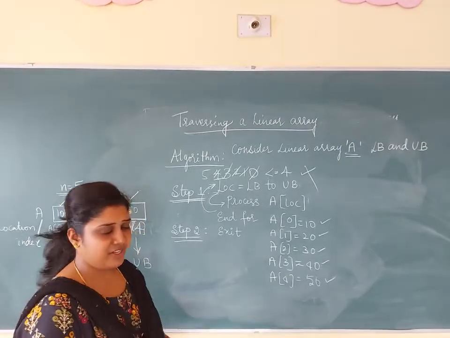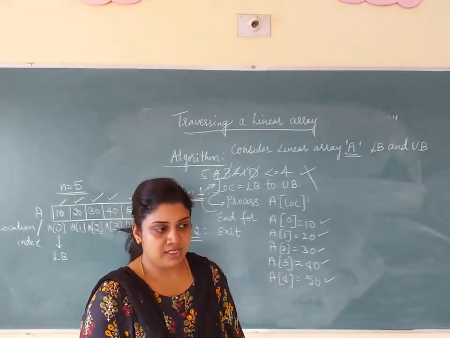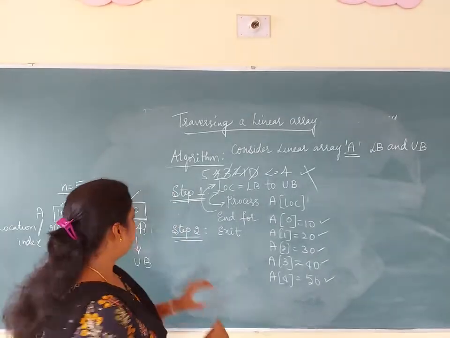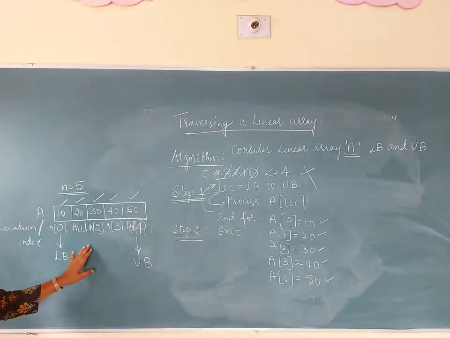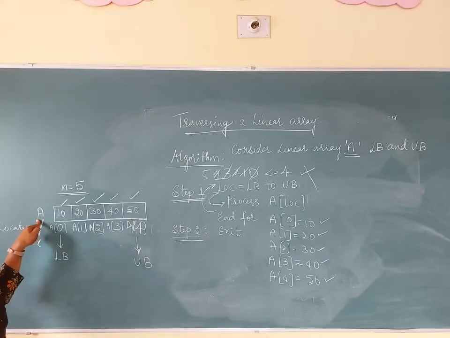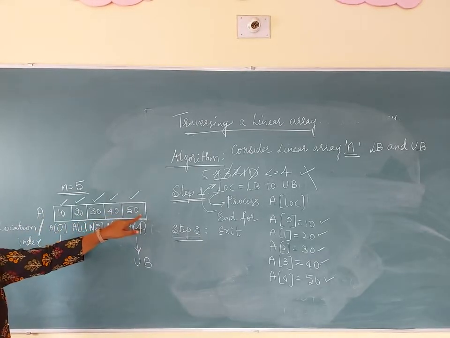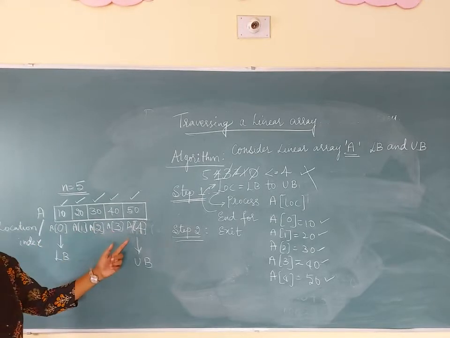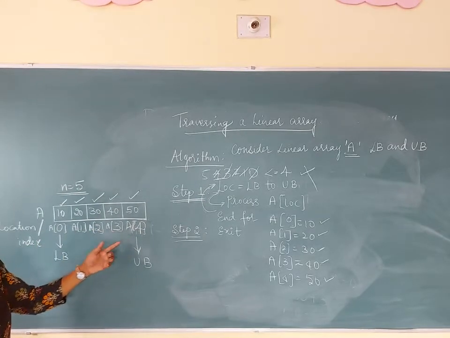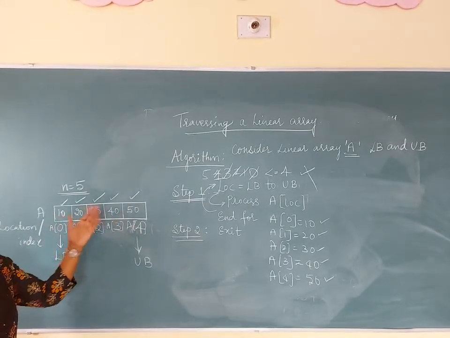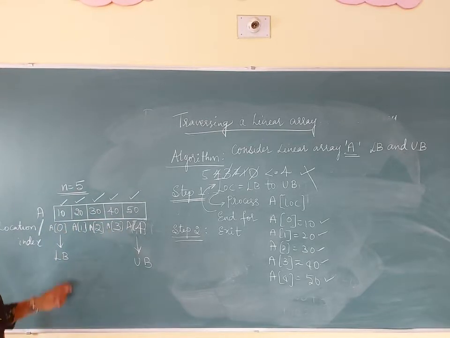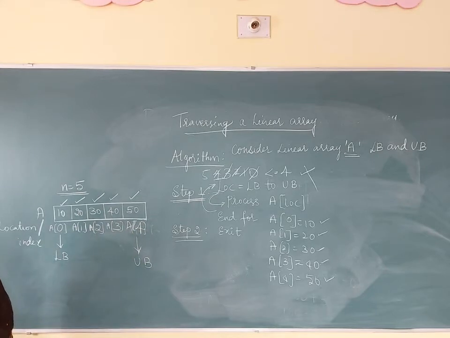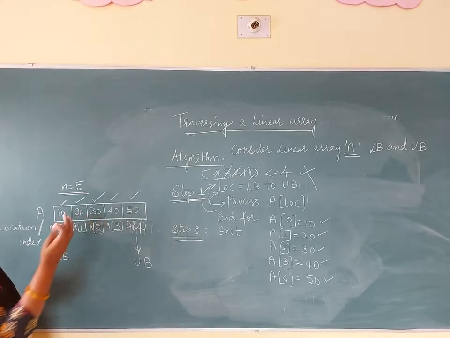Okay, that's it. A very simple algorithm. So you have to just practice it. What is meant by traversal? We have taken one linear array by the name A. I have inserted some data items or data elements. Lower bound means 0, upper bound means n minus 1, that is 4. And you are going to compare with the upper bound. So you are going to access each and every element exactly once.